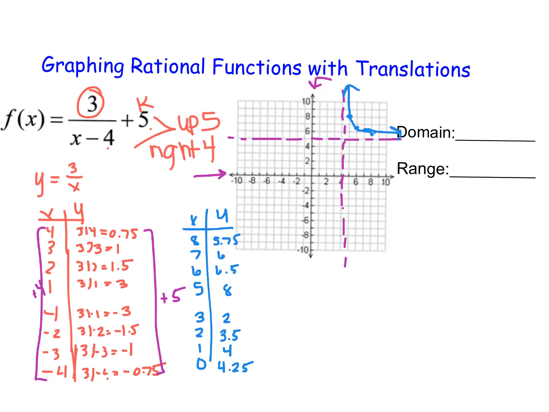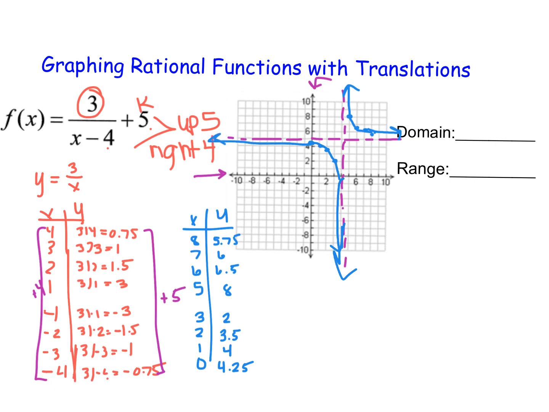Then from here, if we do the 4 bottom points, we have x is 3, y is 2. X is 2, y is 3.5. X is 1, y is 4. And x is 0, y is 4.25. So again, it's going right in line with where our asymptotes are and fitting right in that little nook.